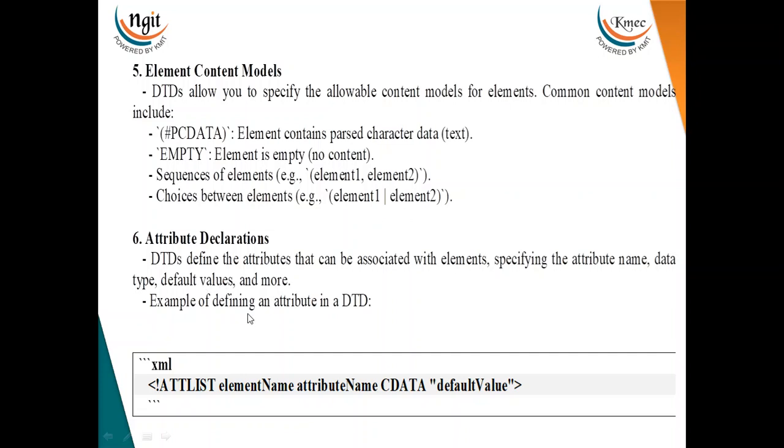And attributes, how are we defining them? An attribute list has to be associated, specifying the attribute name, what kind of data type it takes, what the default values are, and many more. Here is an example of defining an attribute in our DTD file: ATTLIST, the element name for which the attributes are being given. What is the attribute ID? If I say ID, what kind of data type value will it take, whether it is numerical or character. Here we need to mention that.